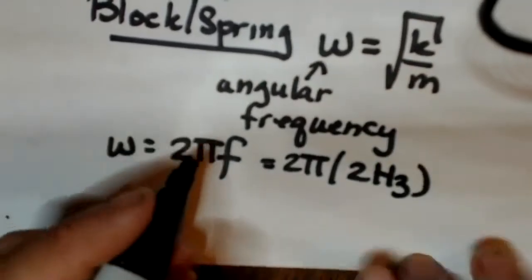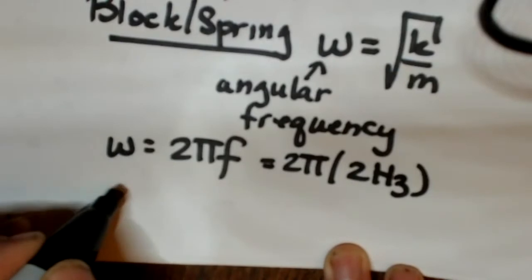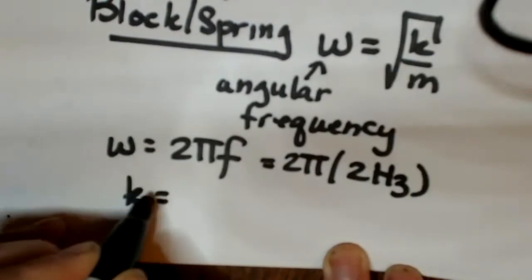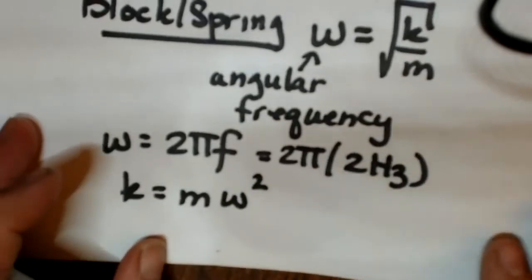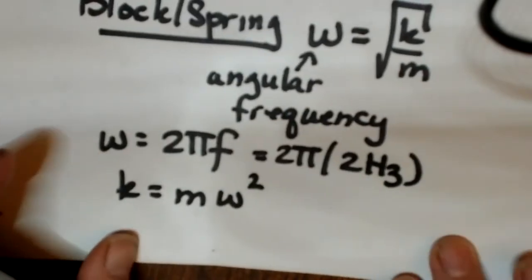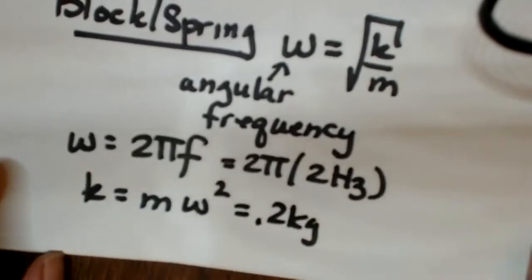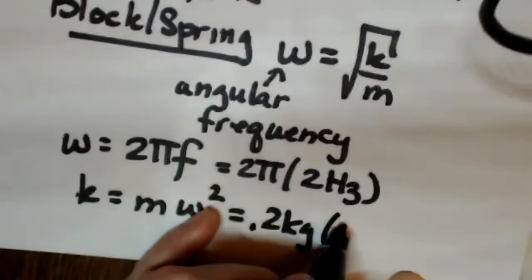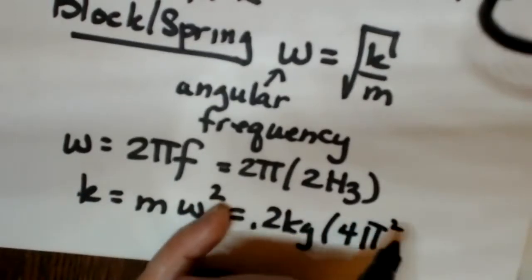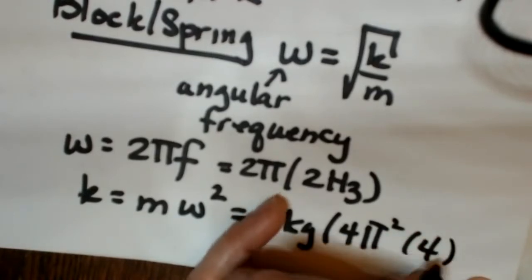Then I'm going to go right here, and I'm going to rearrange this and solve for k. So I'm going to square both sides and solve for k. So I get k is equal to m times omega squared. I know what m is. They told me in the problem. It's 0.2 kilograms. And I know what omega is. So I can square that. So that's going to be 4 pi squared times 4, and then like that.